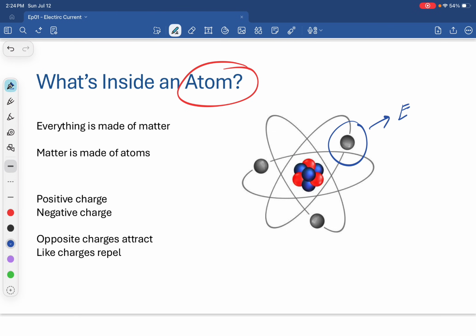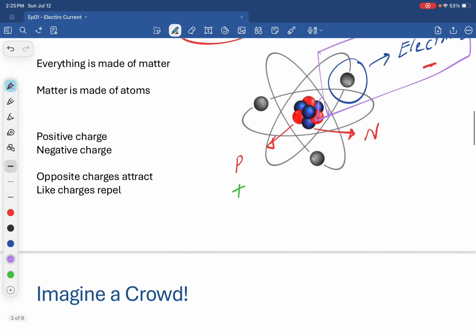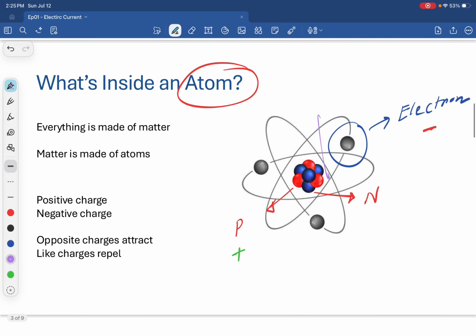the electron, which is rotating around and is negatively charged, then a proton, then a neutron. The proton is positively charged and the neutron is neutral. In this particular class, we are mainly concerned about the electron, because this is the reason why we are getting electricity.